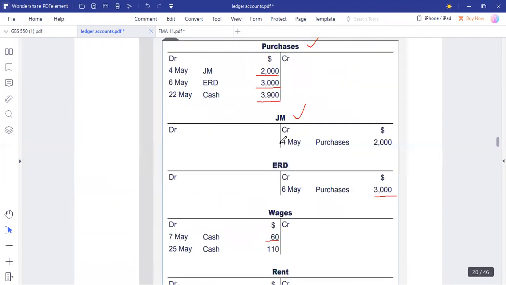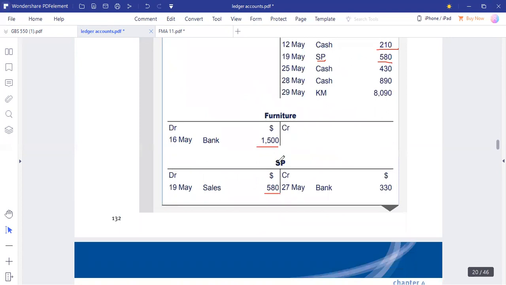Now, when we go to SP account, instead of subtracting a 330 there, in accounting, the opposite negates it, it subtracts it. So we'll put it here on the other side as 330 because you subtract automatically when it is on the other side, meaning it's subtracting from this figure there. So we put bank 330.